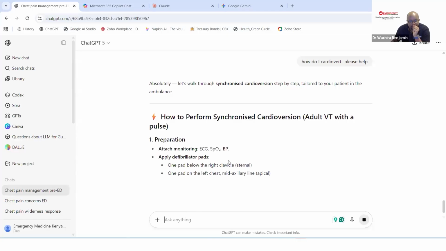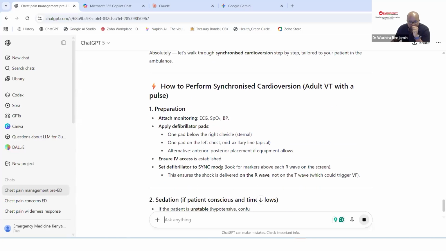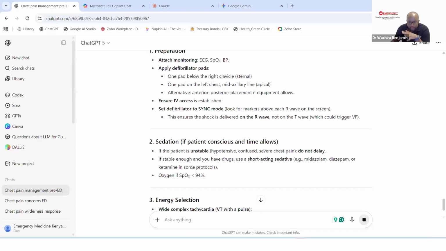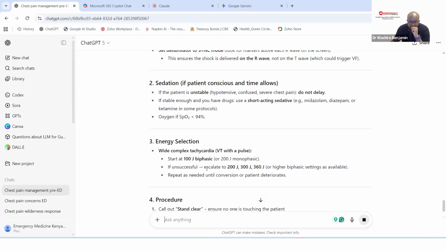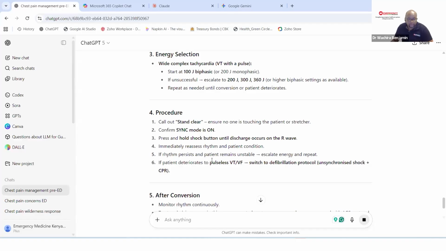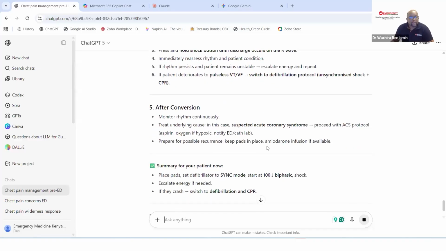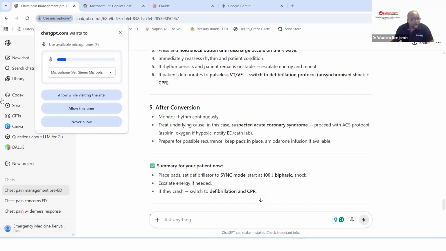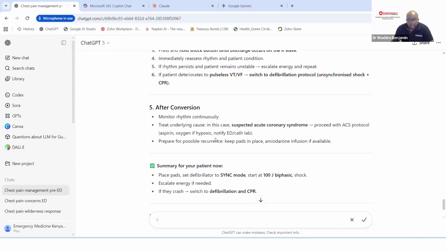All right, so attach monitor, pads, IV access, sync mode, look for markers above each R wave, and ensure the marker is on the R wave. If possible, give some sedation, energy selection, such as 100, escalate. Okay, as you can see, it has a step-by-step procedure as to exactly what we're to do. And here is the cool part. I could easily just click here, dictate. Let's see if this works. Please read out for me the instructions of cardioversion so that I can do them in real time.